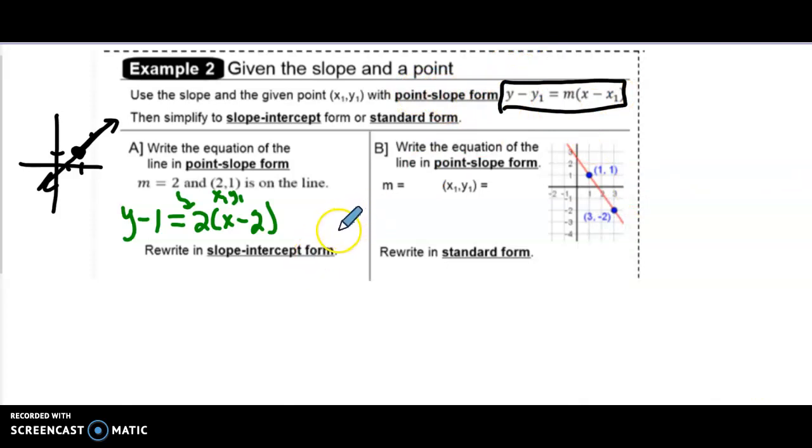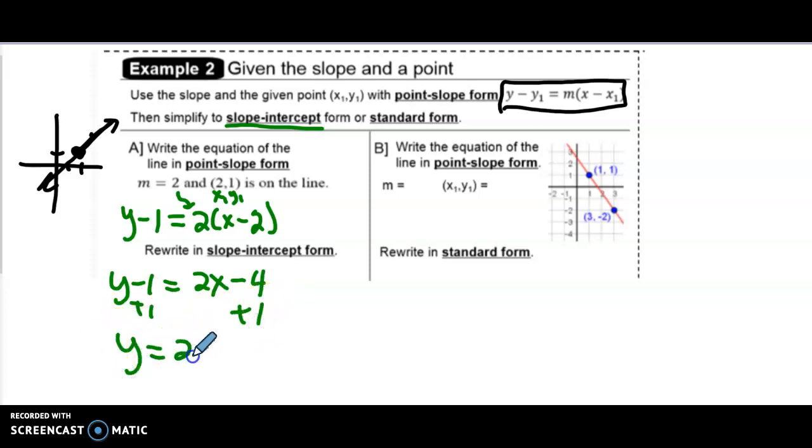Now, I would like to have, it says simplify then and get it into slope-intercept form. So to get it into slope-intercept form, I'm going to distribute my 2 through. 2 times x is 2x, 2 times 2 is 4, and then I'm going to add 1 to the other side. So I get y equals 2x minus 3.